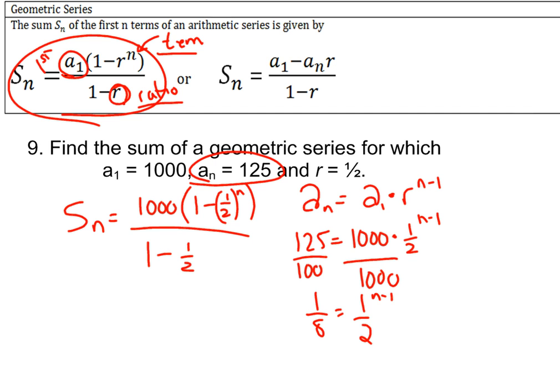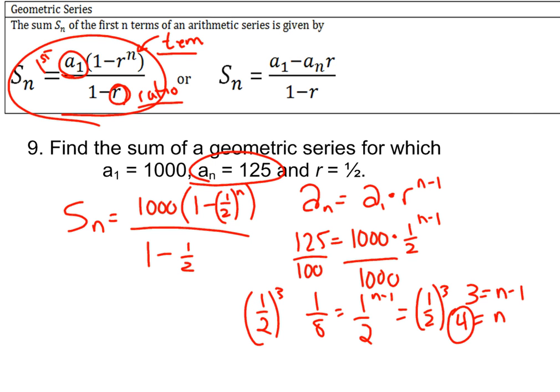So 1/8, now here's where you've got to kind of think about what 1/2 times 1/2 times 1/2, repeated, gives you 1/8. Well, that's going to be 1/2 to the third power. All right, so that's why it pays off to be fluent and to know what you're doing in exponents. So 1/8 is 1/2 to the third power. So that means 3 is equal to n minus 1. So n equals 4.